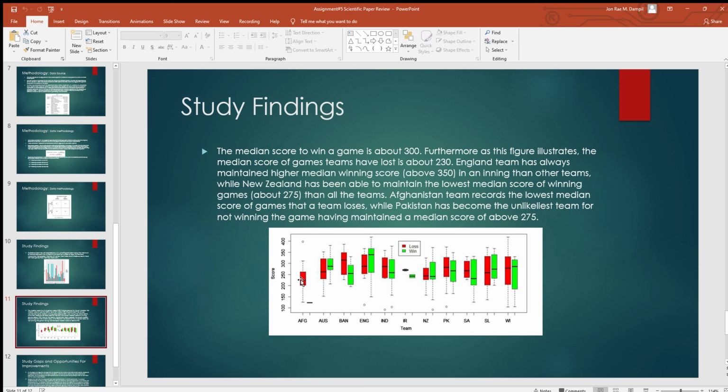And for the red, it's about 230, where most of the reds intersect, which defines the losing value for the games. The England team has always maintained a higher median winning score of about 350, which is this one, and a losing score of about 275, which is about here. Pakistan became the likeliest team for not winning the game, having maintained a median score of 275.